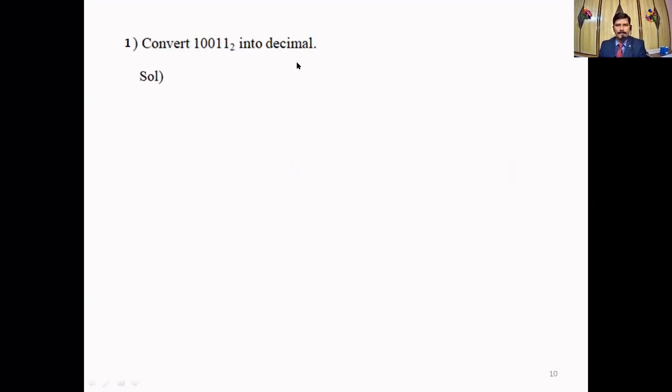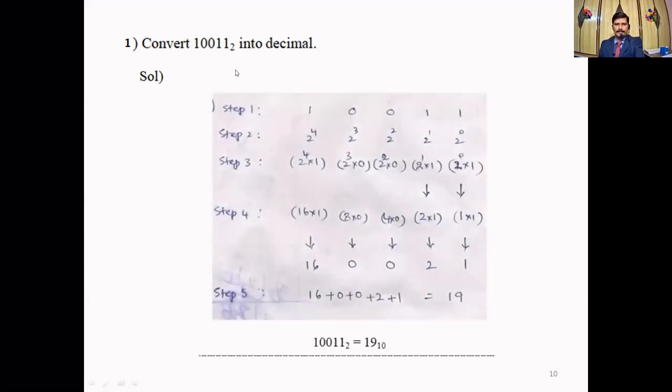Binary to decimal. Okay. There is a binary point here, and the number is 10011. Step 1: we need to write the binary number. Step 2: we have to take positive powers.